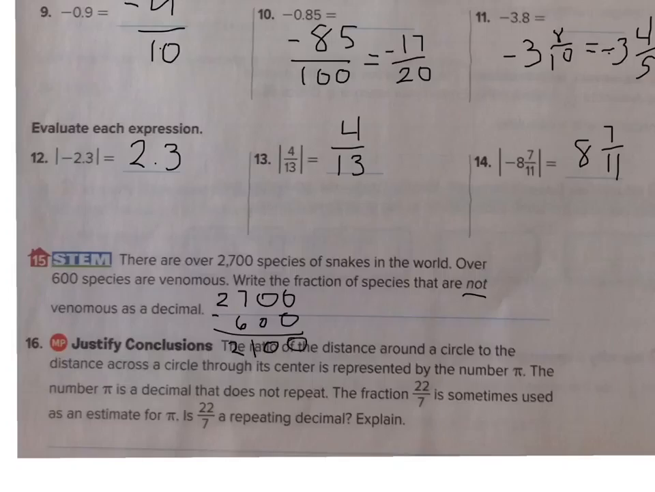And so then you get 2,100 that aren't. And so that number goes on top because that's the part of the whole, which the whole would be the total number of species, which is 2,700. And we need to change that to decimal form, which it'd be 2,100 divided by 2,700, which equals 0.77 repeating.